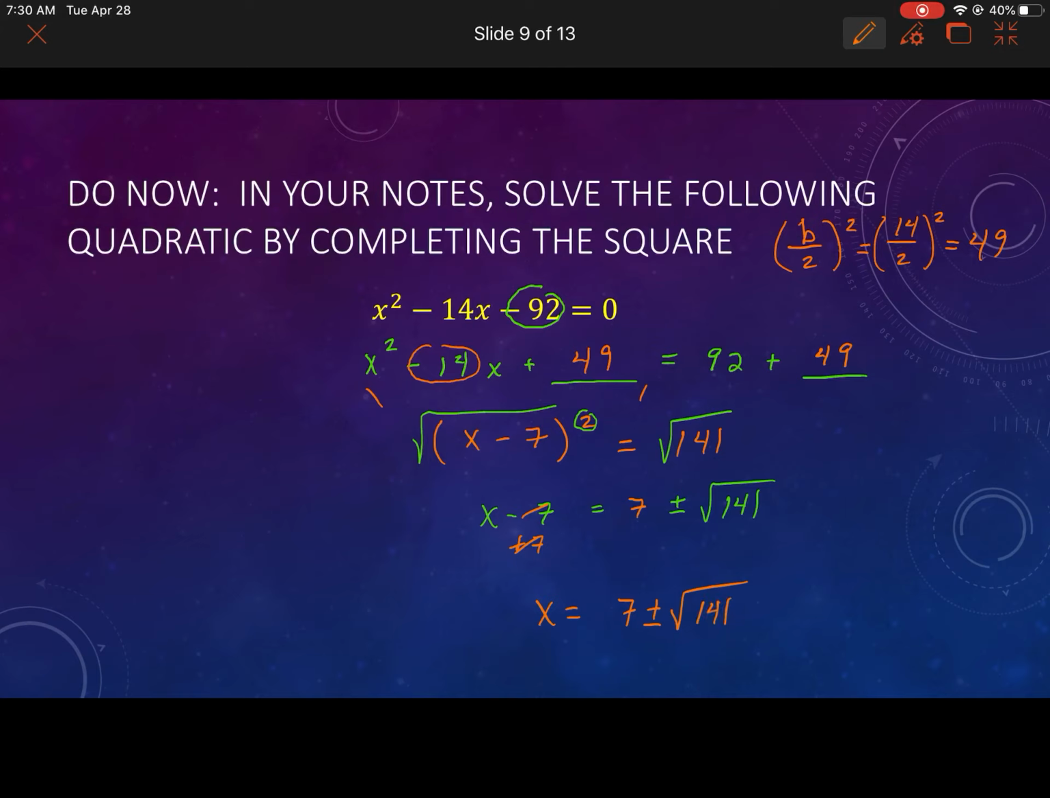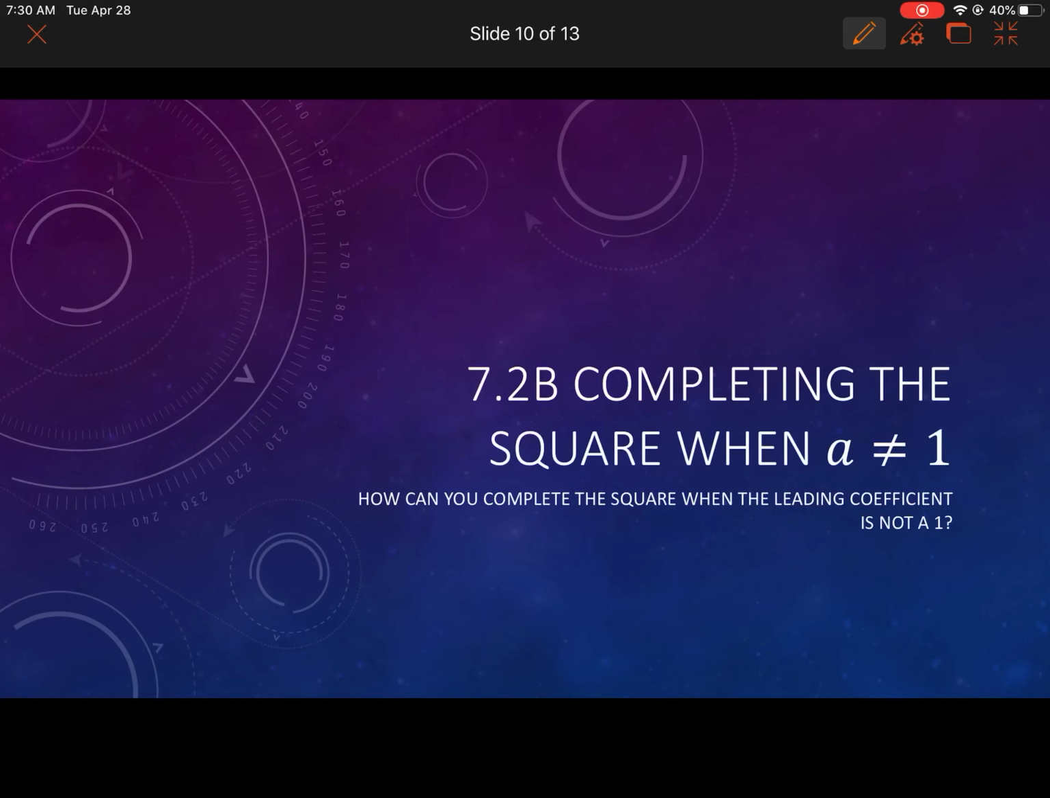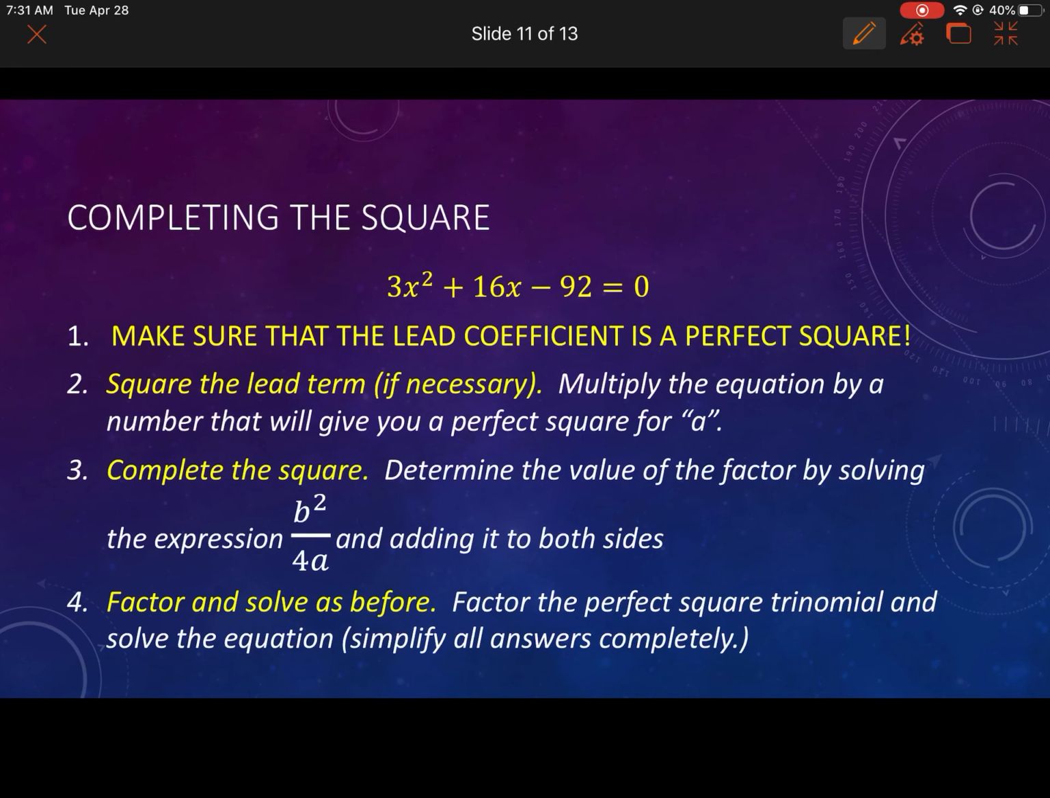All right, so what 7.1 was dealing with was when we had a quadratic equation where the leading coefficient, the number in front of the x squared, is a 1. So what we're going to do today is solve equations where it's not a 1. So what do we do when that lead coefficient is not a 1? It's pretty much the same process, but we do have a little bit of a change. This is going to be our test example here, 3x squared plus 16x minus 92. It looks similar to the last one, but now you see we have this 3 in front.